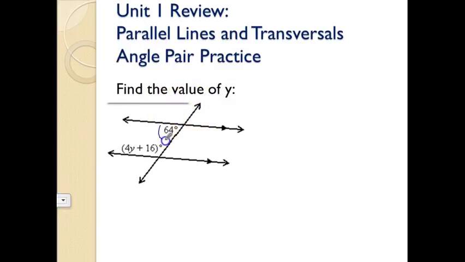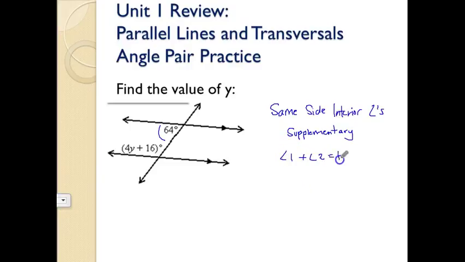So first of all, what kind of angles are these two angles? What kind of angle pair is this? They are same side interior angles. What do we know about same side interior angles? They are supplementary. They are not congruent, but instead they are supplementary, meaning that if we add these two angle measurements together, they have to add up to 180 degrees.